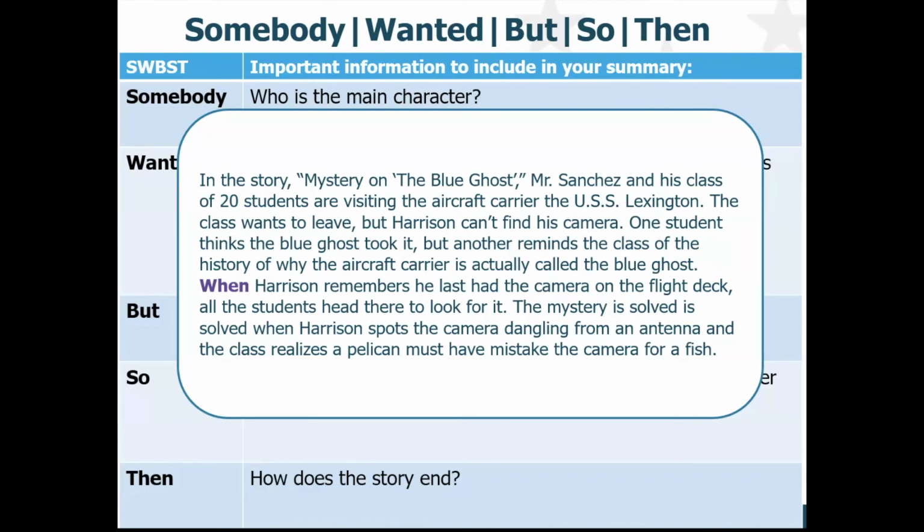The class wants to leave, but Harrison can't find his camera. One student thinks the blue ghost took it, but another reminds the class of the history of why the aircraft carrier is actually called the Blue Ghost. When Harrison remembers he last had the camera on the flight deck, all the students head there to look for it. The mystery is solved when Harrison spots the camera dangling from an antenna, and the class realizes a pelican must have mistaken the camera for a fish.